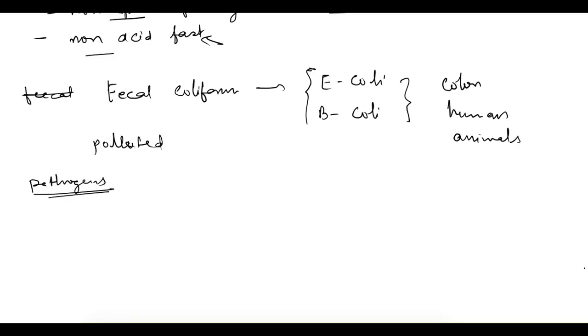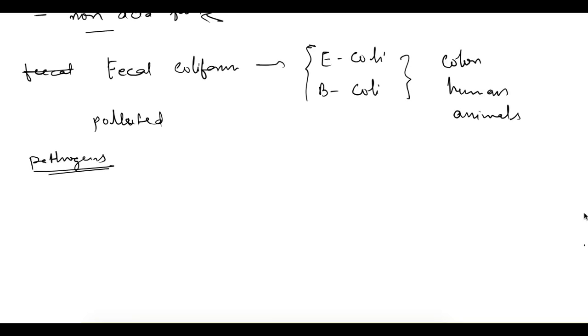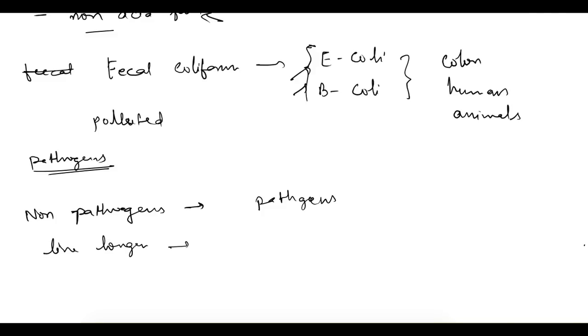So in the coliform test, or whatever test we are going to see now, we look for the presence of this E. coli bacteria. Depending upon that, we will see the test. What we are doing here is checking for the non-pathogens to verify if pathogens are there or not, because these non-pathogens live longer in water. That is why, if non-pathogens are not present, then we can easily say that pathogens are also not present.